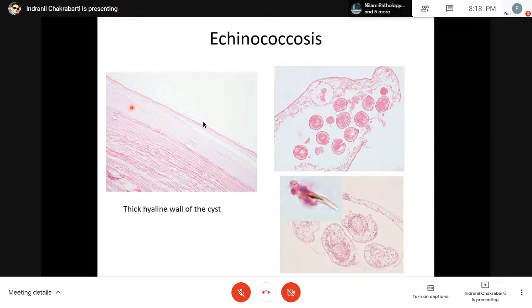In biopsy, usually we do not get all these features. We usually get this type of thick hyaline appearance of the cyst wall and sometimes this laminated germinal layer. And if we are lucky, we can get this brood capsule containing the protoscolices and the hooklets.